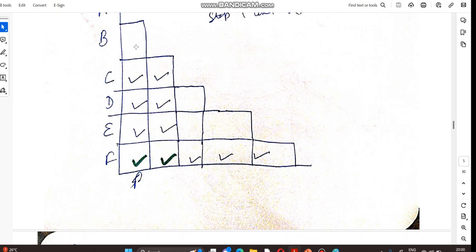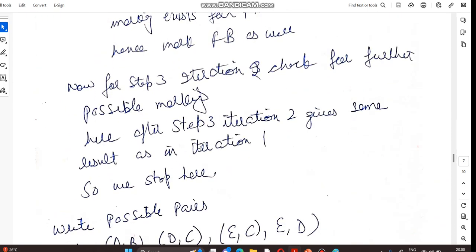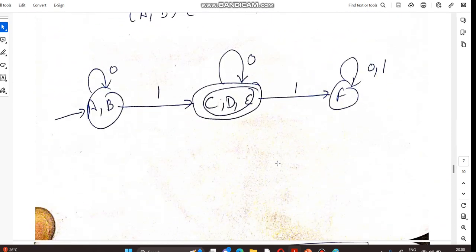Now we have got a few unmarked columns. Make a pair of all the unmarked ones, merge them like this, and draw the diagram of combinations. So that's how the Myhill-Nerode theorem works for minimization of DFA.